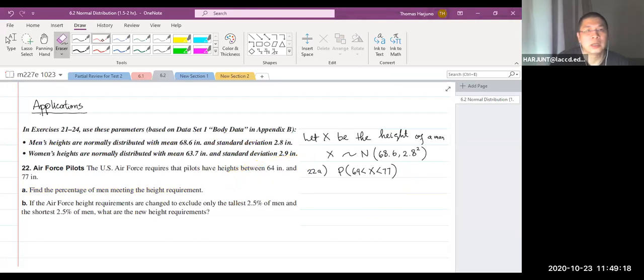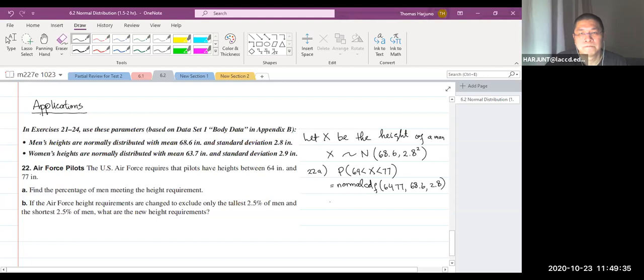Okay, let's see. This will be normal CDF from 64 to 77 with mean 68.6 and standard deviation 2.8. On the calculator, that's normal CDF 64, 77, 68.6, 2.8. That's 0.94844.